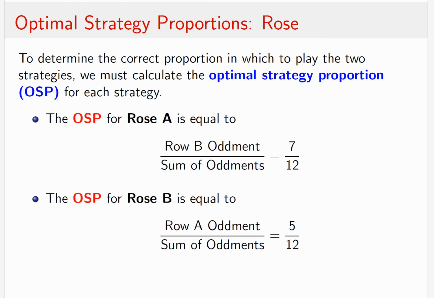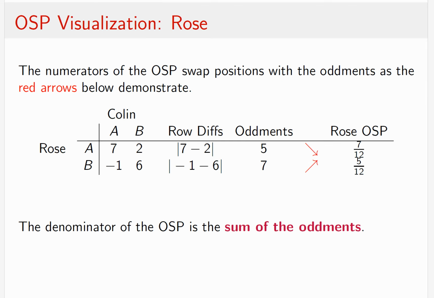And the optimal strategy proportions, we switch, okay? Notice, right, that the proportion for rows A is the numerator is the row B oddment over the sum of the oddments. And again, for the rows B proportion, the numerator is the rows A oddment. So there's a little bit of switching going on, right? Where the oddments, at least in terms of the numerators, they switch positions, okay? And there's a graphic that'll show that on the next slide, right?